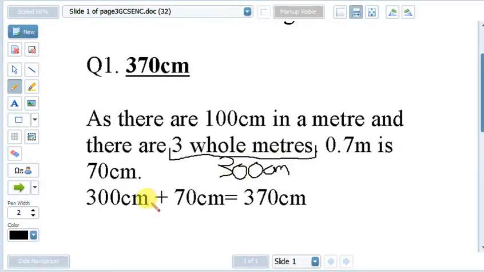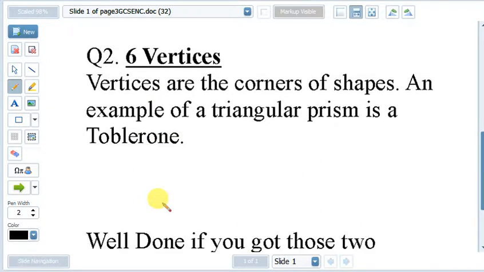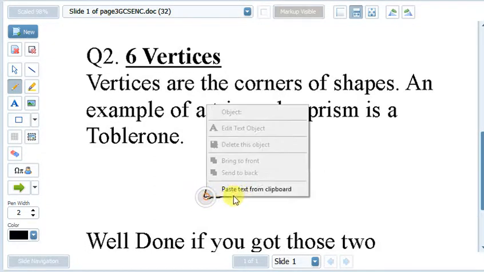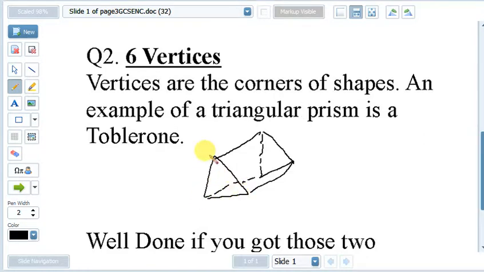Question 2, and this was, how many vertices are in a triangular prism? Now a triangular prism, what I think of one of those is the Toblerone chocolate bars. Okay, so if you Google a picture of one of those and then you count the corners of the shape, you'll notice that there are 3 on one side of the triangle, and then if we go all the way to the other side there are also another 3. So there are 6 vertices. Vertices are the corners of shapes.